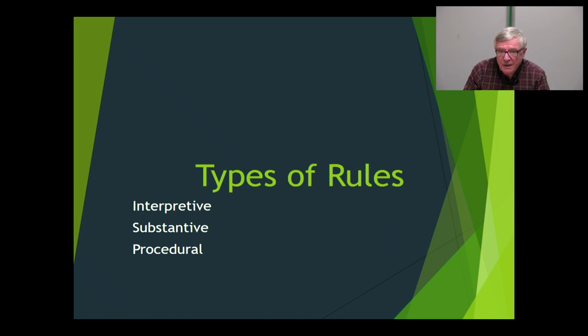There are three types of administrative or rulemaking rules. There are three types of rules that agencies administer in translating statutes, acts of Congress, into action: interpretive rules, substantive rules, and procedural rules.